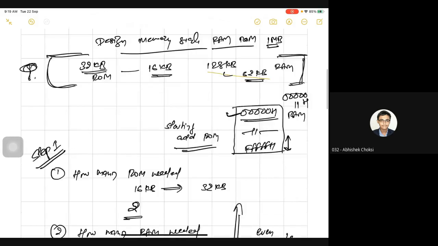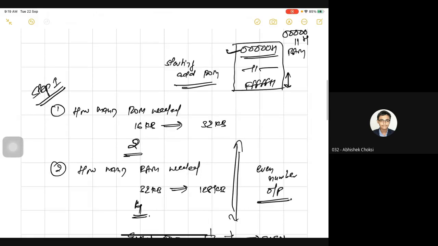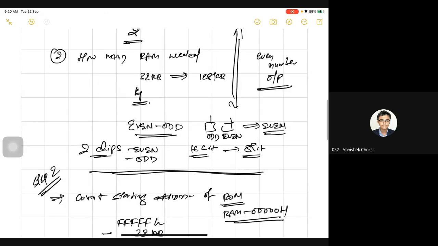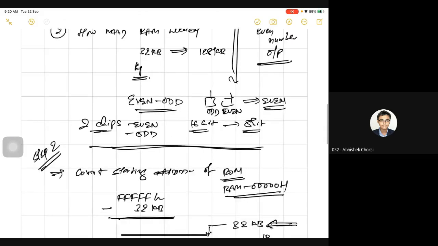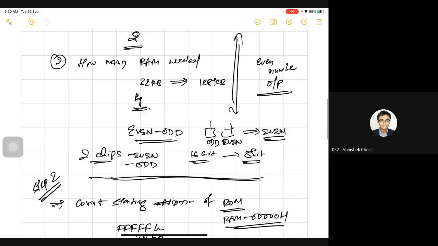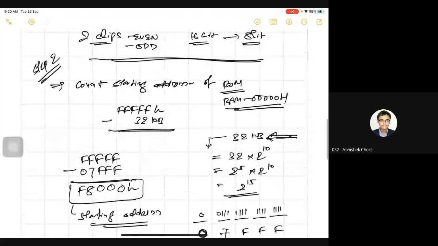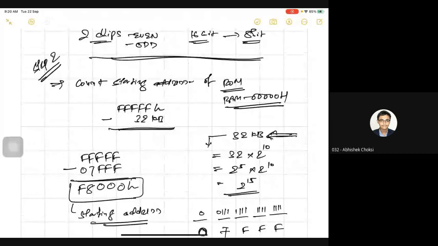Step one, you need to count how many ROM and RAM chips will be needed. Simply divide the total by the chip size available. You will always get an even number. Why? Because your memory is divided into two banks, odd bank and even bank, so chips will always come in odd-even pairs. So it will be an even number only.